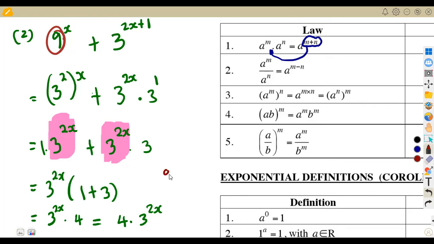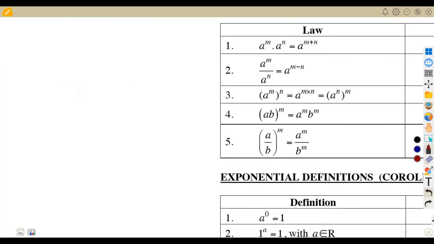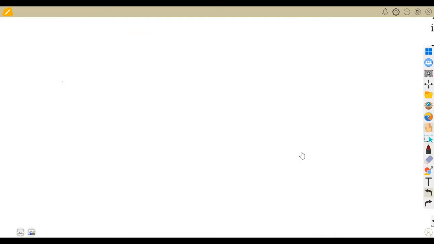Remember that a times b is the same as b times a. So if I multiply 3 to the exponent of 2x times 4, it is the same thing as 4 times 3 to the exponent of what? Of 2x. So this is our final answer. So these are the questions that you're going to be asked on the simplification. As long as you are to simplify, that is how they will ask these questions. All right, let's take another question.